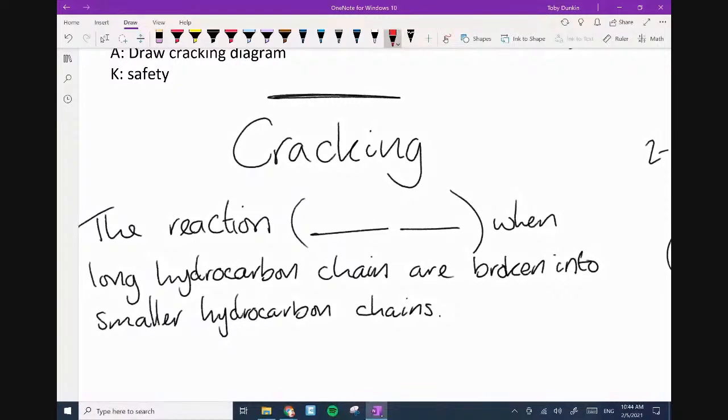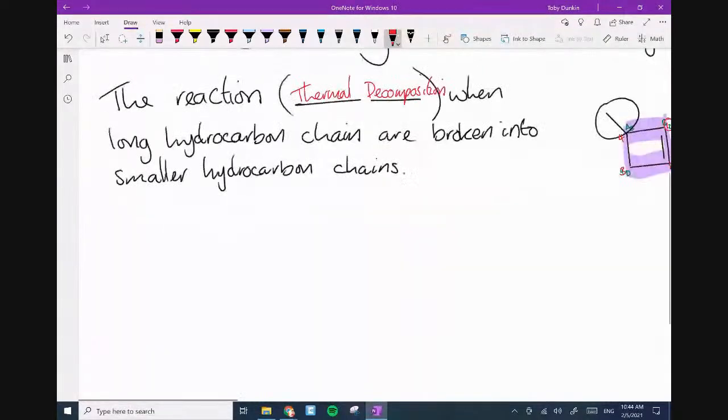Can you add this to your notes, please, in the blanks? This is a type of thermal decomposition. We are going to break down this compound using heat. Okay. Now, you learned this at GCSE. This isn't new for you guys. But now there's two of them.